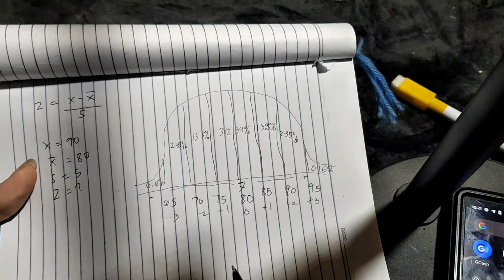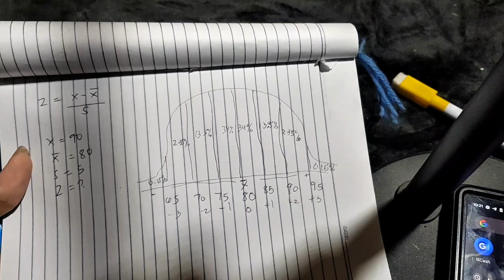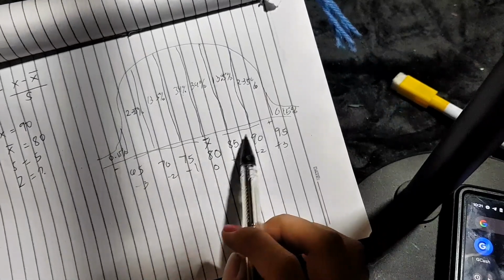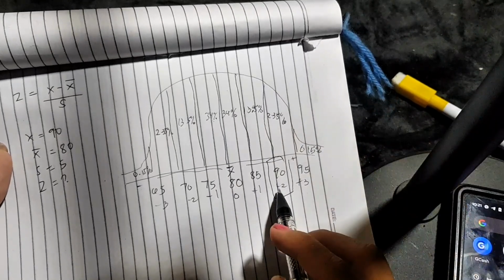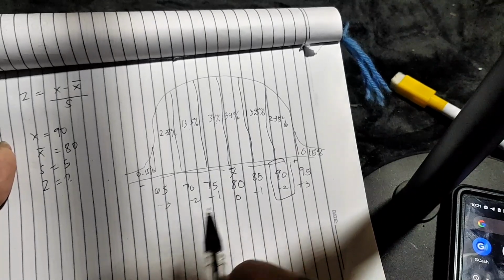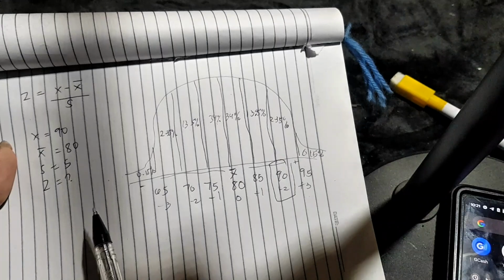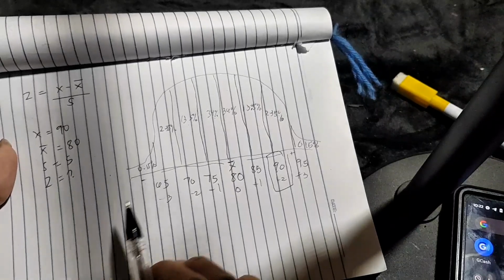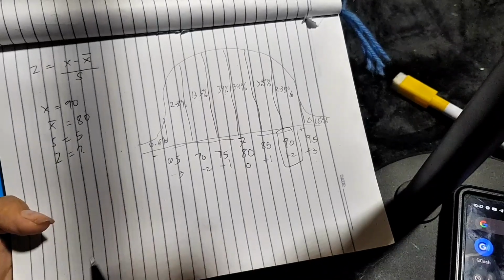So, paano natin malalaman kung saan dito ang score ni James? Ang score ni James is 90. Nakita niyo ba yung 90 dito? Ito yung score ni James, 90, at sa baba is positive 2. So now, na-identify na natin sa normal distribution curve ang score ni James na greater than the mean.